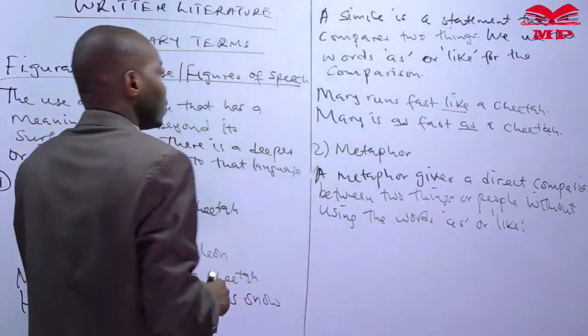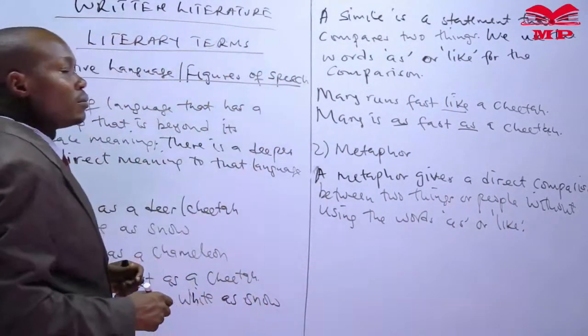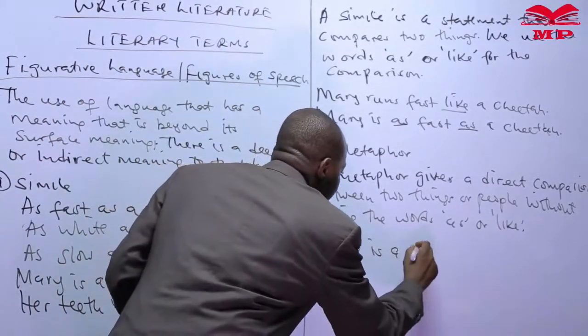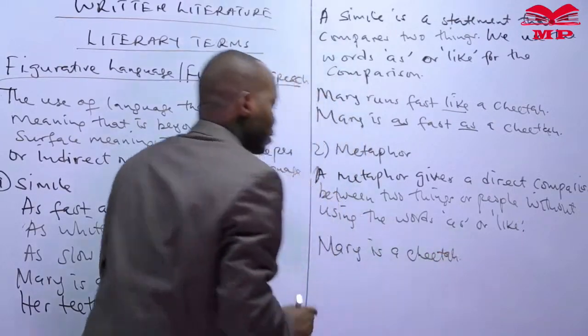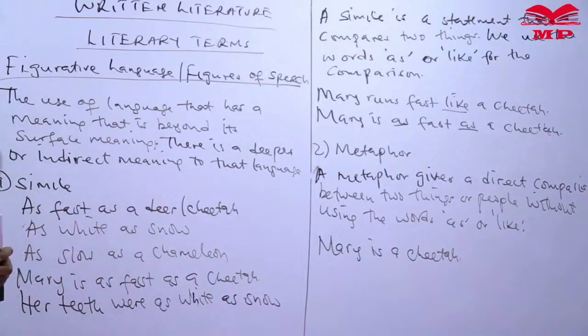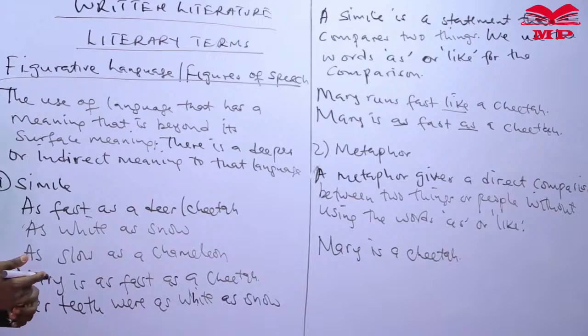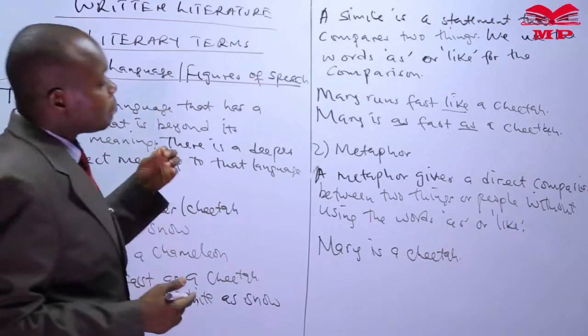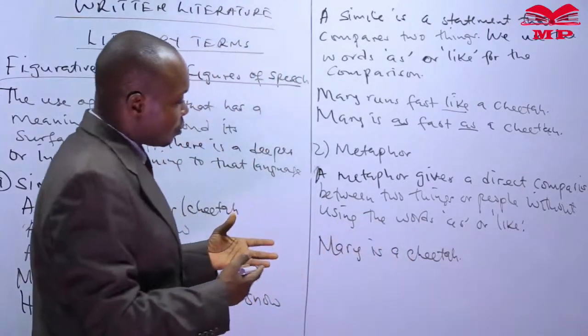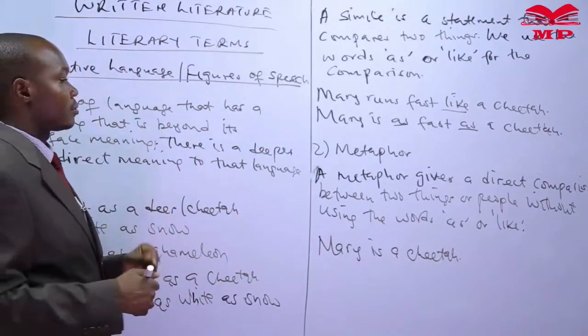For example, when you talk about running, you say Mary is a cheetah. Now, remember I talked about the surface meaning and the deeper meaning. The surface meaning is Mary is an animal. But is Mary really an animal? No, no. We are saying Mary runs like a cheetah. We are comparing Mary with a cheetah in terms of running.